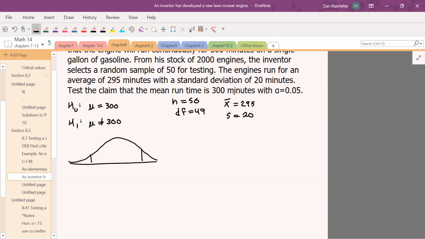So we're doing a two-tailed test. Our alpha is 0.05. Our degrees of freedom is 49. And so we need to know what our critical value is. So let's go get that.